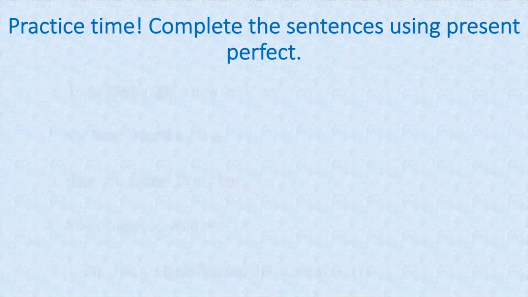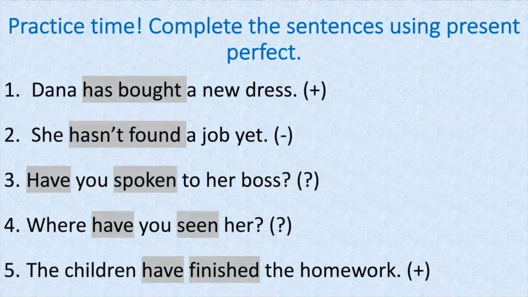All right, let's check. Sentence number 1, has bought. My subject is Dana, she, third person singular. The verb buy is irregular. I have to use past participle. Number 2, hasn't found. Has, because subject is she, found, past participle form of irregular verb to find.